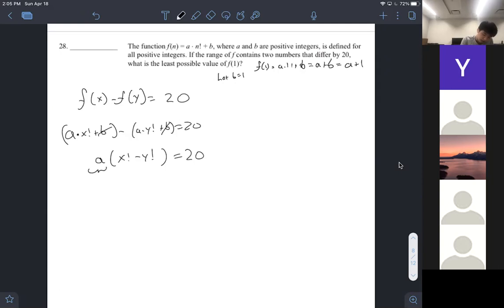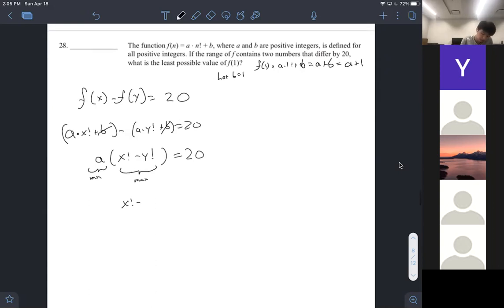So we're trying to minimize a, which means we're trying to maximize x factorial minus y factorial. But a still has to be an integer, so we still have to have x factorial minus y factorial divides 20. And so now let's write out a list of factorials. So 1 factorial is 1, 2 factorial is 2, 3 factorial is 6, 4 factorial is 24, and 5 factorial is 120. At this point, all of the gaps are going to be way too big. And so now we're going to find x factorial minus y factorial that divide 20.